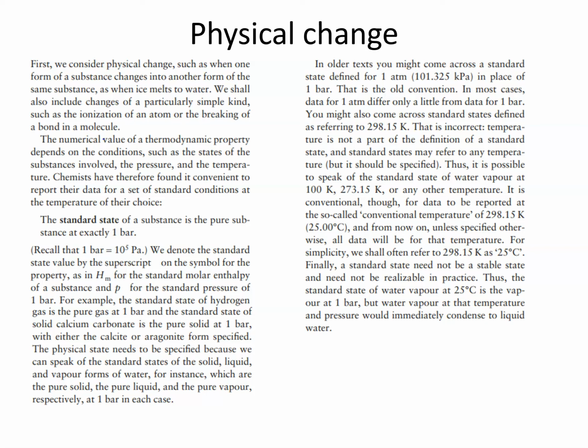It is conventional, though, and this is the convention, for data to be reported at a so-called conventional temperature of 298.15 Kelvin, which we conventionally refer to as just 25 degrees Celsius. So from now on, unless specified otherwise, all data will be for that temperature. For simplicity, we'll often refer to 298.15 as 25 degrees C.